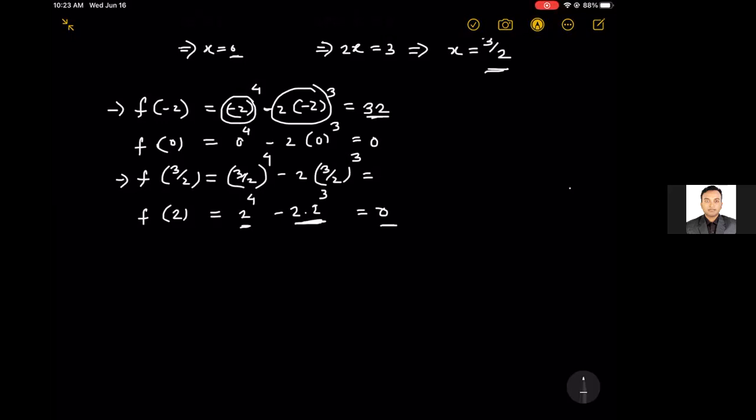Okay, let me do the third one. So 3 halves to the 4th minus 2 times 3 halves cubed. It looks like it's -27 over 16. Can anyone verify it for me? That's what I got. Okay, cool.